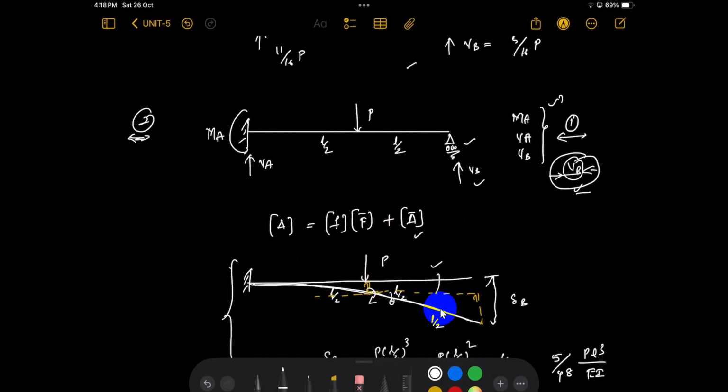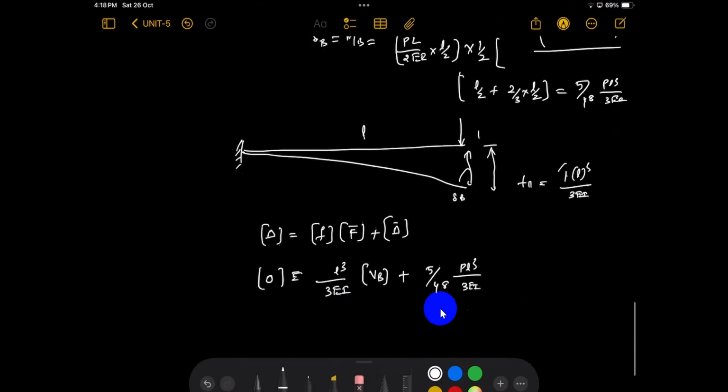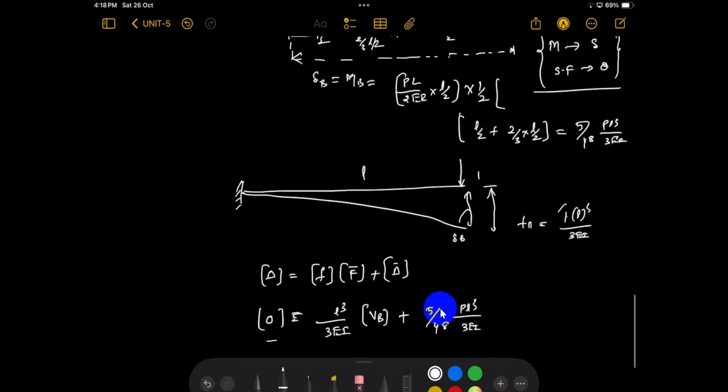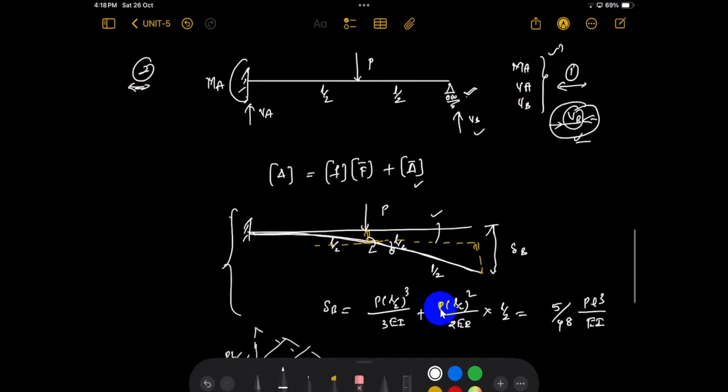We never allow a displacement. Do you understand? There is no displacement here in the direction of VB. So what is the meaning here? Just observe. If there is no support here, you will get this much amount of displacement.